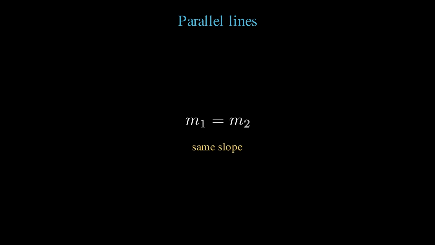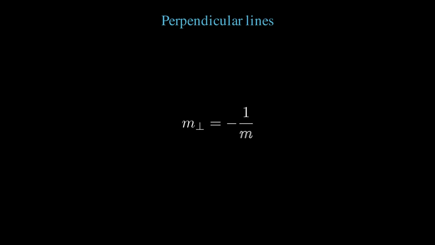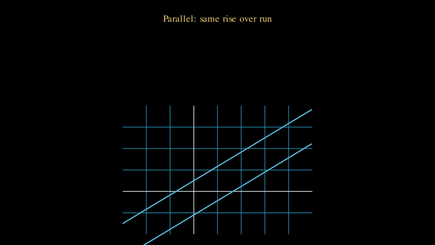That means the m values match. Perpendicular lines meet at a right angle. Their slopes are negative reciprocals, which you can also remember as multiply to -1. Visually, parallel lines look like copies shifted up or down. Perpendicular lines look like a corner, one steep and one shallow, when slopes are not 1 or -1.